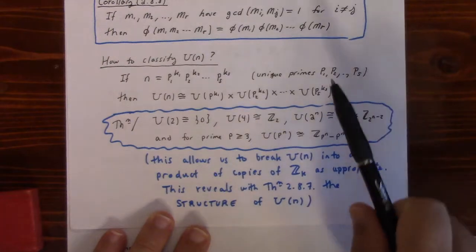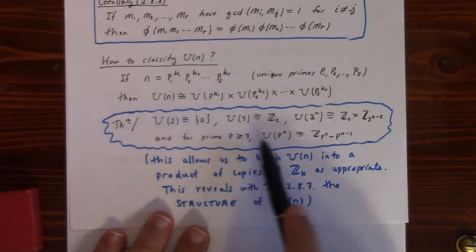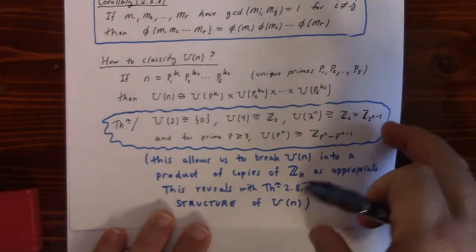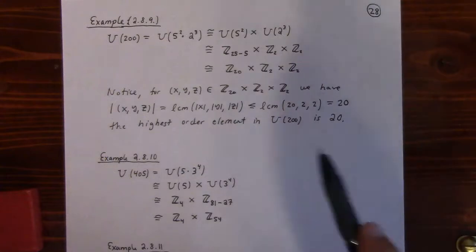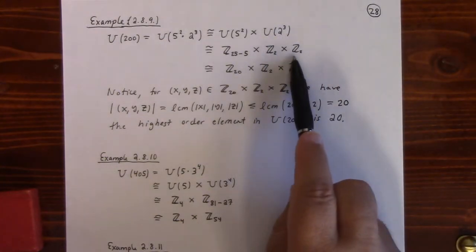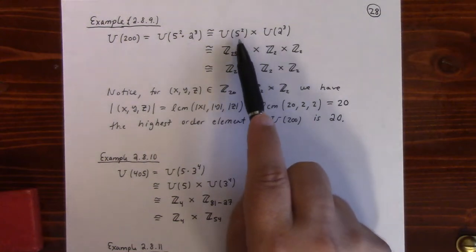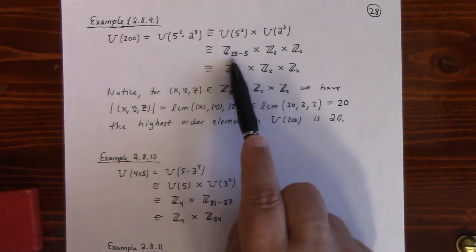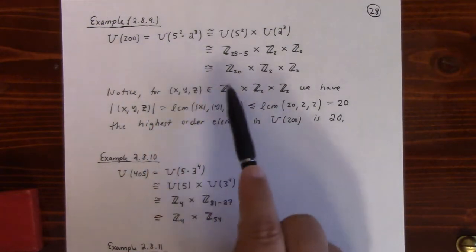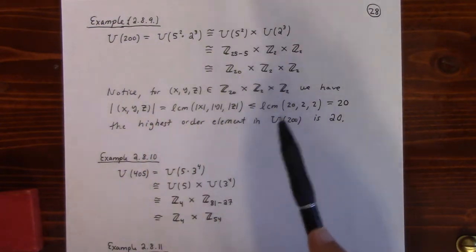But anyway, this theorem here on page 29 actually guides my explanation for what U to the particular prime power is. So anyway, U8 is in fact isomorphic to Z2 cross Z2, and U5 squared is Z20 up to isomorphism. So U200 then is Z20 cross Z2 cross Z2.